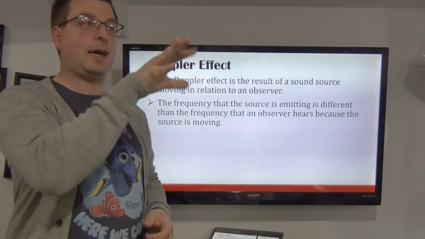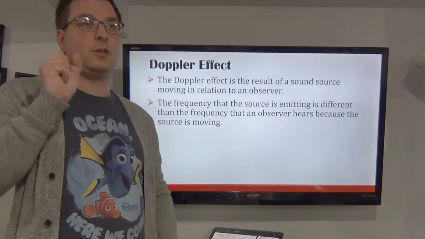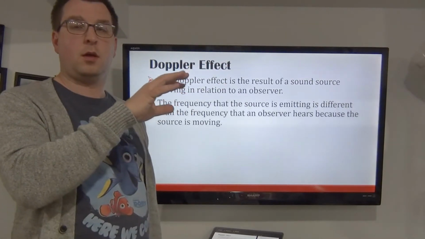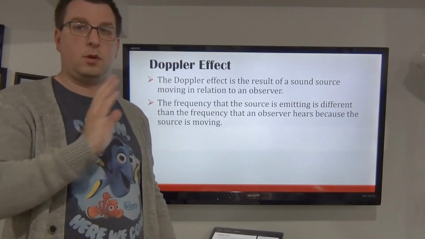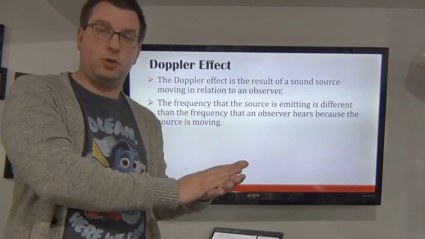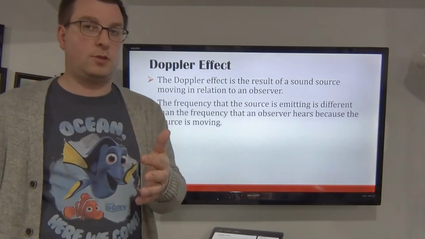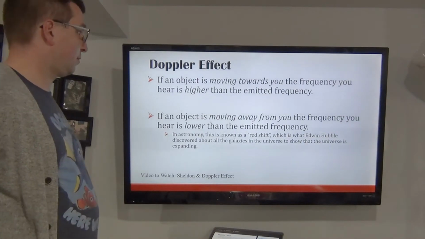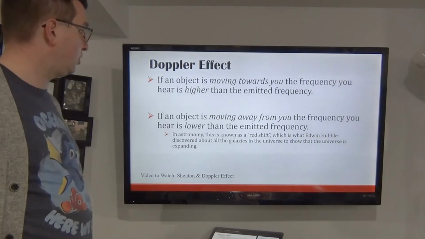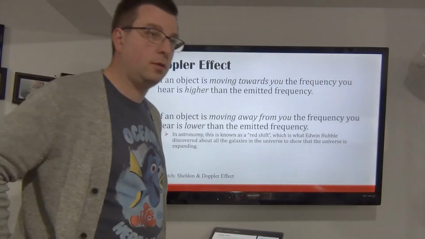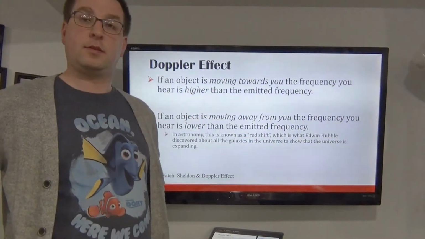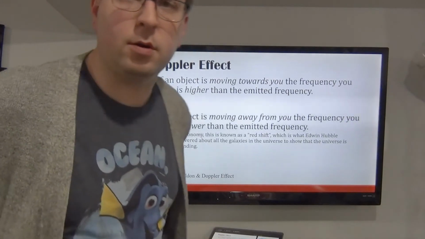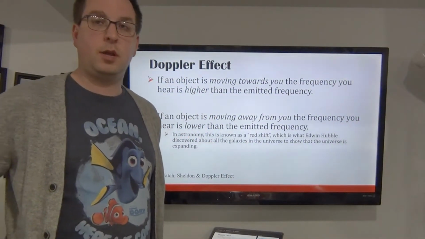What's happening is that sound is constantly being put out, but as the source gets closer to you, not only is it moving, but the sound is also moving out. So it hits you a lot faster as it gets closer, and as it goes away from you, it hits you a lot slower. That's the Doppler effect. If an object is moving towards you, the frequency is higher, like that. If it is moving away from you, the frequency is lower. So you put it together, you go.